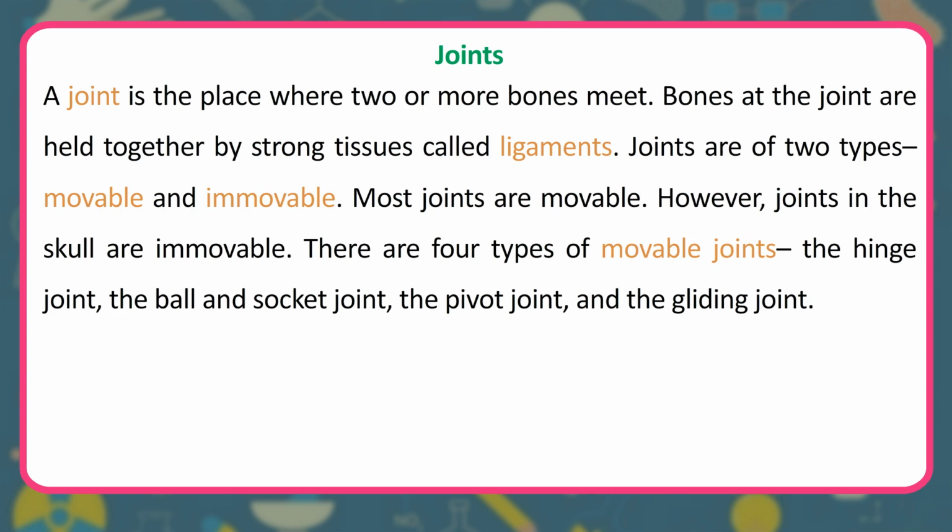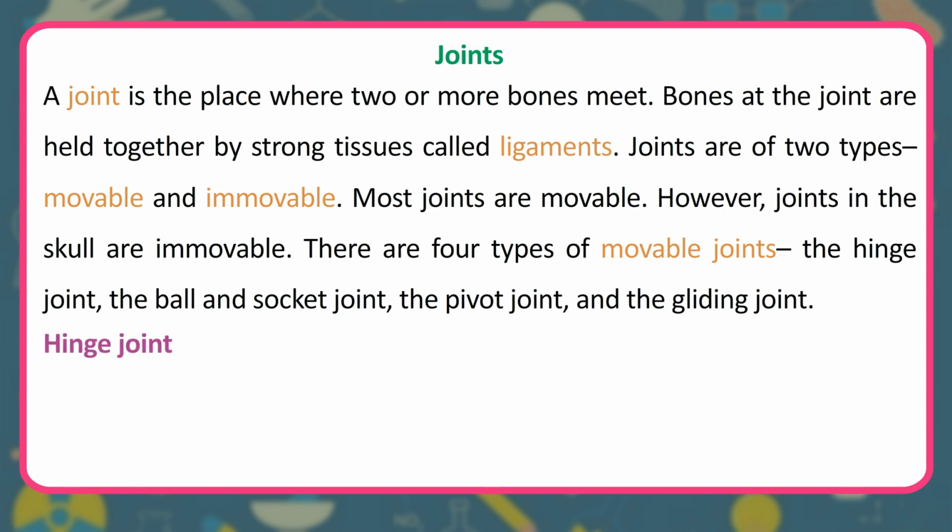Joints. A joint is the place where two or more bones meet. Bones at the joint are held together by strong tissues called ligaments. Joints are of two types, movable and immovable. Most joints are movable. However, joints in the skull are immovable. There are four types of movable joints: the hinge joint, the ball and socket joint, the pivot joint, and the gliding joint.